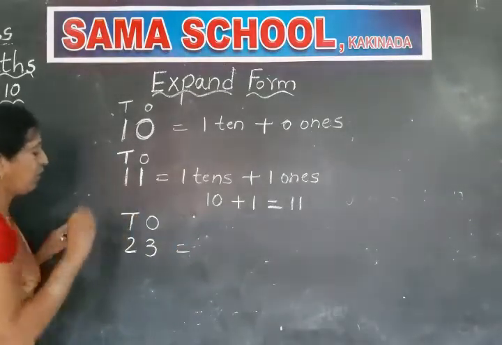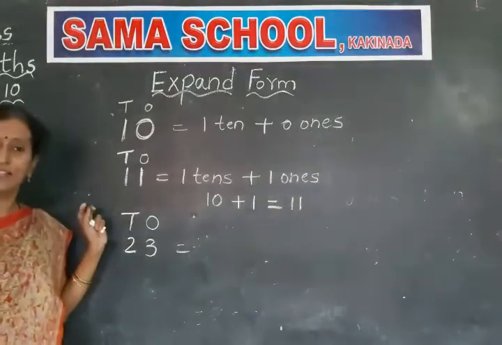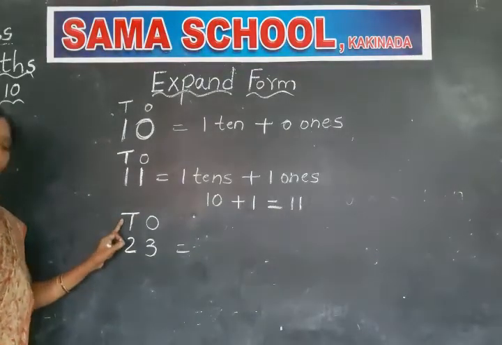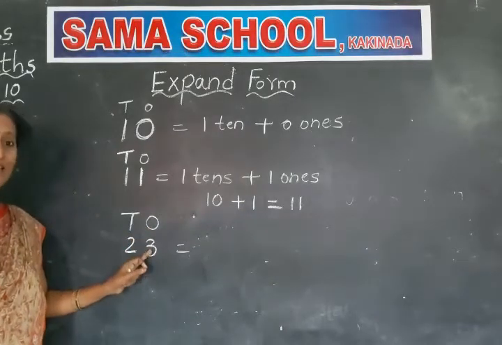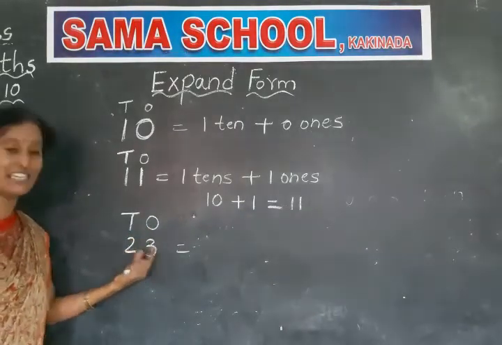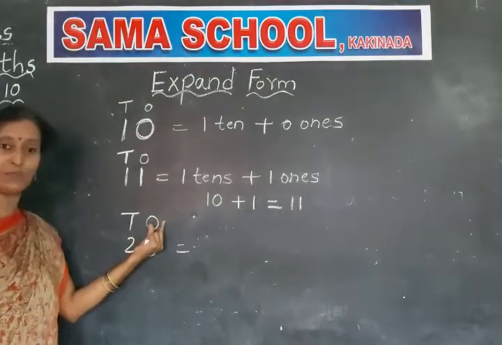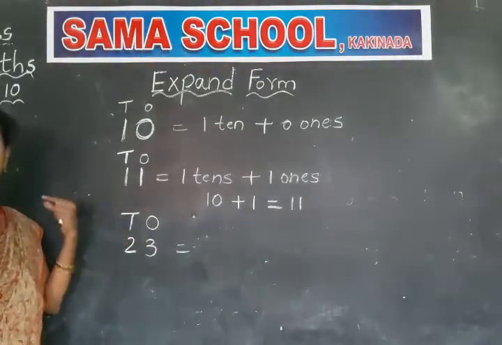Tell me, which is 2 in which place? Tens place. Very good. And 3 in which place? Ones place. Means you expand that digit. This is 3 in ones place and 2 in tens place.